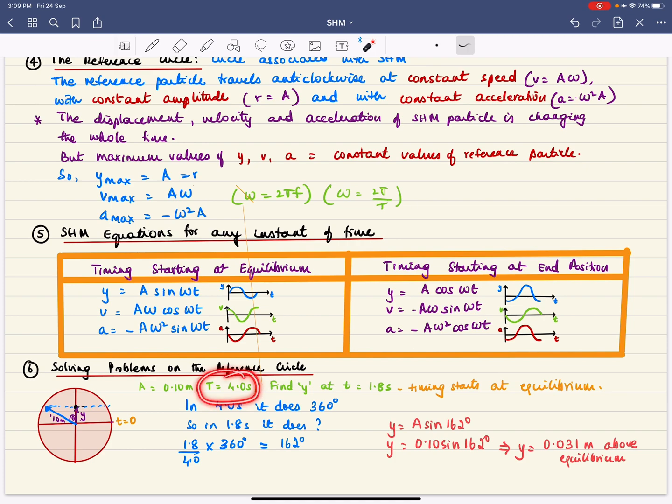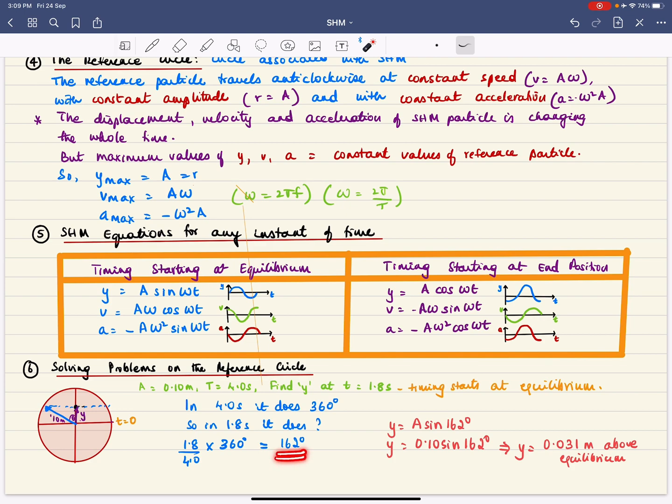I'm using this information so that in 4 seconds is the period. The period means it goes all the way around the whole circle, and that's 360 degrees. So it does 360 degrees in 4 seconds. So in 1.8 seconds, how much does it do? I just used the proportion method and I got 162 degrees.